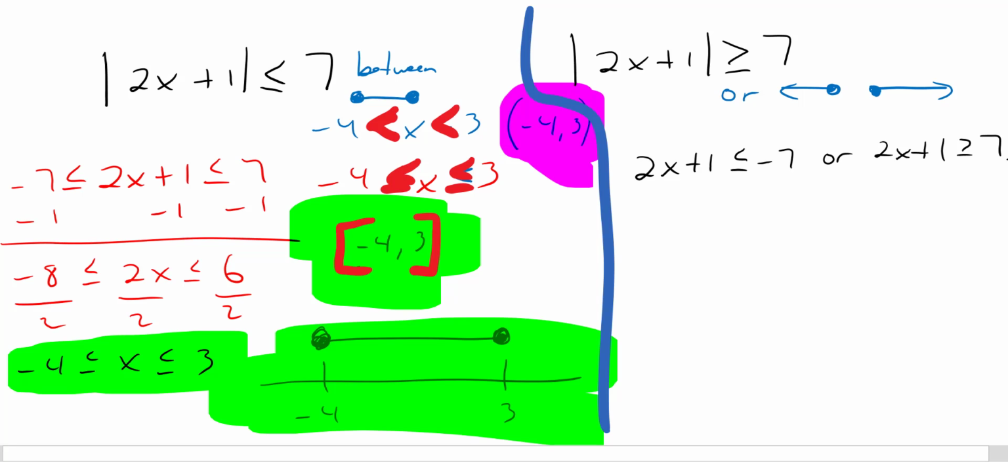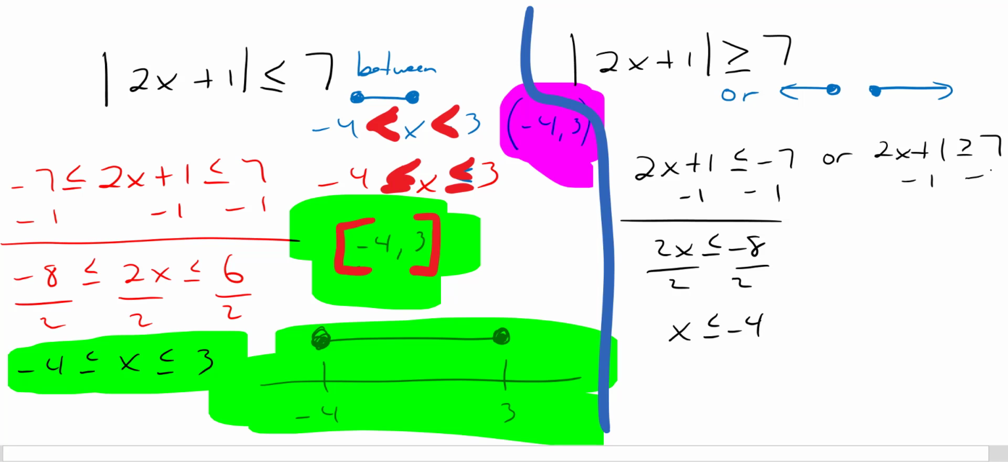Okay? That's the setup. You have to know that setup. Less than negative, greater than positive. And then you solve for each one of these. So I'm going to subtract 1. So 2x is less than or equal to negative 8. Divide by 2. X is less than or equal to negative 4.